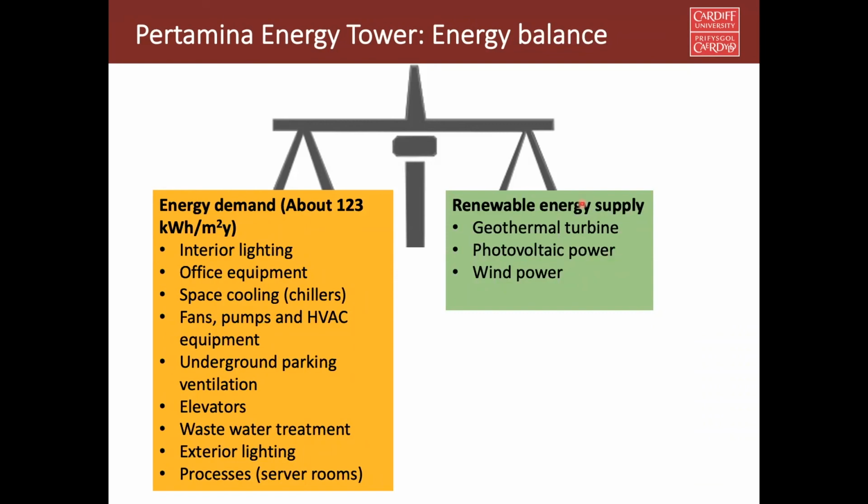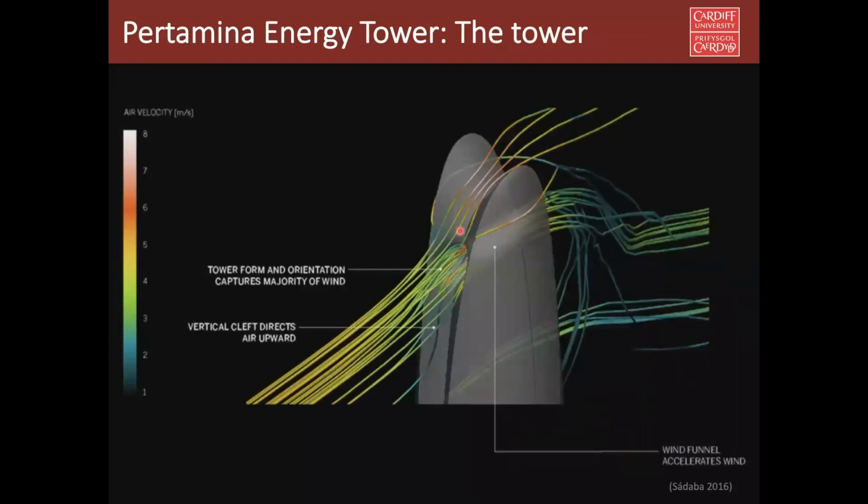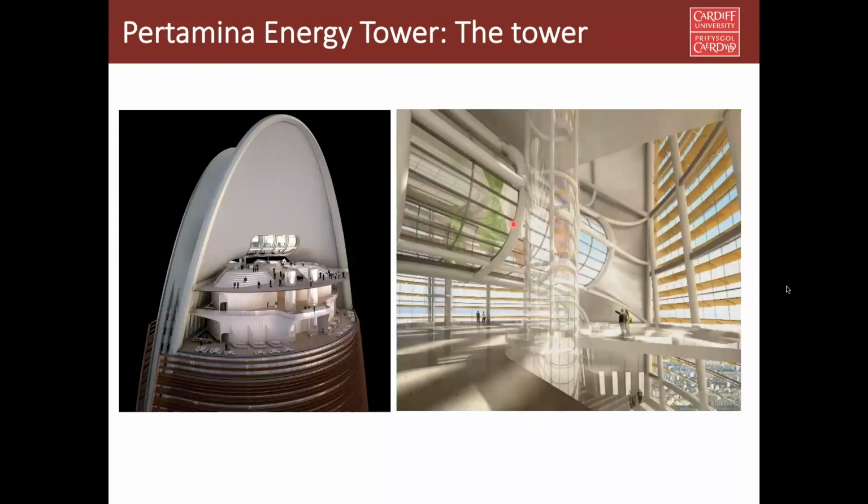The renewable energy supply they looked at is wind power, photovoltaic, and geothermal turbine. Let's talk about the wind first. Basically, they had to take the measurement of the wind at the crown of the building, either by monitoring or by simulation tools, which need a 3D file. Based on that, they did their CFD simulation and they designed their wind turbine. So that's their wind turbine, a vertical axis wind turbine. They have got a number of vertical axis wind turbines.